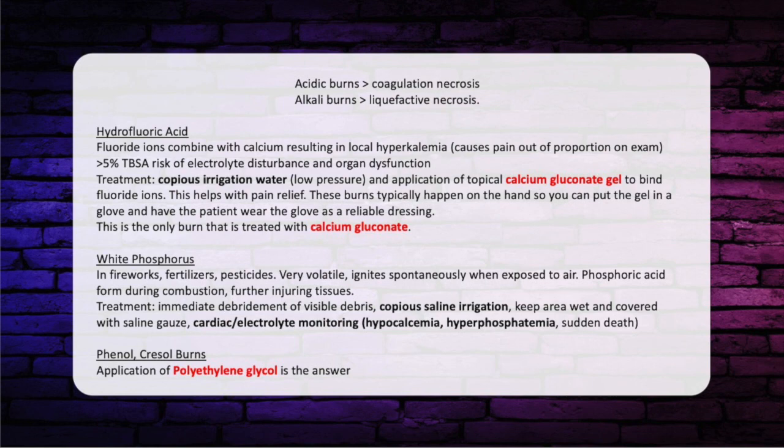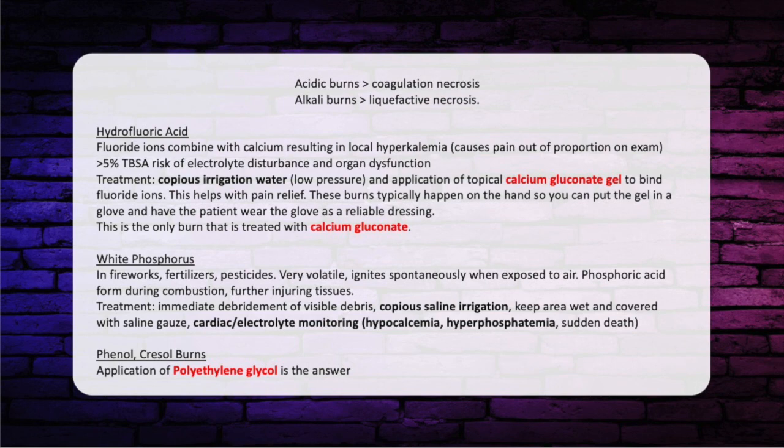One good way to apply this is to, if this is affecting the hands, which is typically seen, you can put the gel in a glove and then have the patient just wear the glove. And that's a reliable dressing, and it keeps it in place and keeps it there for a while. This is actually the only burn that's treated with calcium gluconate, so it's easy to remember.